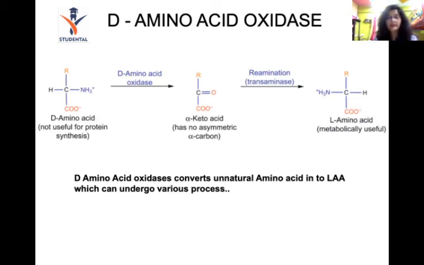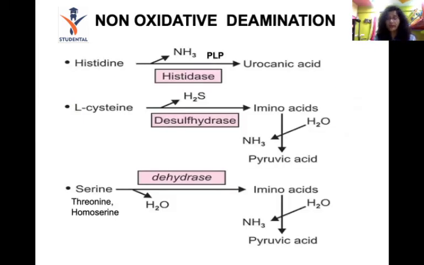Now let's discuss the non-oxidative deamination. As we discussed earlier, this non-oxidative deamination is deamination without oxidation, and most of the time it takes out ammonium ion from the amino acid. So here you can see the histidase is an enzyme which causes non-oxidative deamination of histidine, and it converts it into the urocanic acid. And this enzyme also needs pyridoxal phosphate for its activity.